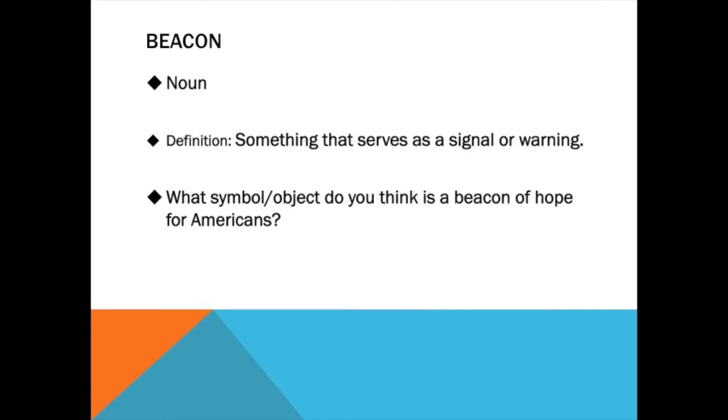If I wanted to use the word beacon in a sentence, I might say, the beacon of light from the lighthouse guided the boats safely into the harbor. What symbol or object do you think is a beacon of hope for Americans? Give this question some thought and then write your response on your vocab sheet.